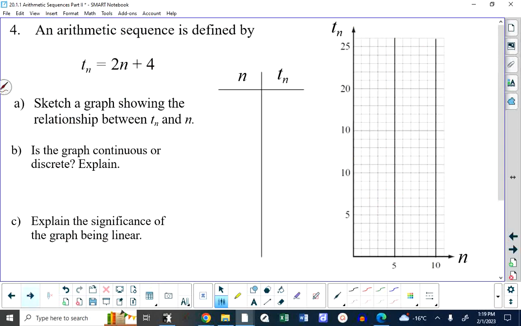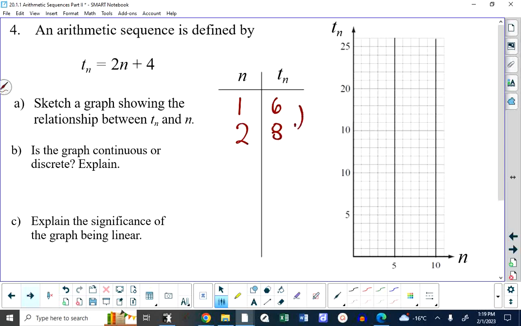Right? We've got an arithmetic sequence that's defined by t sub n equals 2n plus 4. Again, what that means is you can put in different values of n and get the term values coming out. And by the way, it's very quick for us to generate the sequence, because if I put 1 in, I hope I don't have to show work here for you. You get 6. If I put 2 in, you get 8.